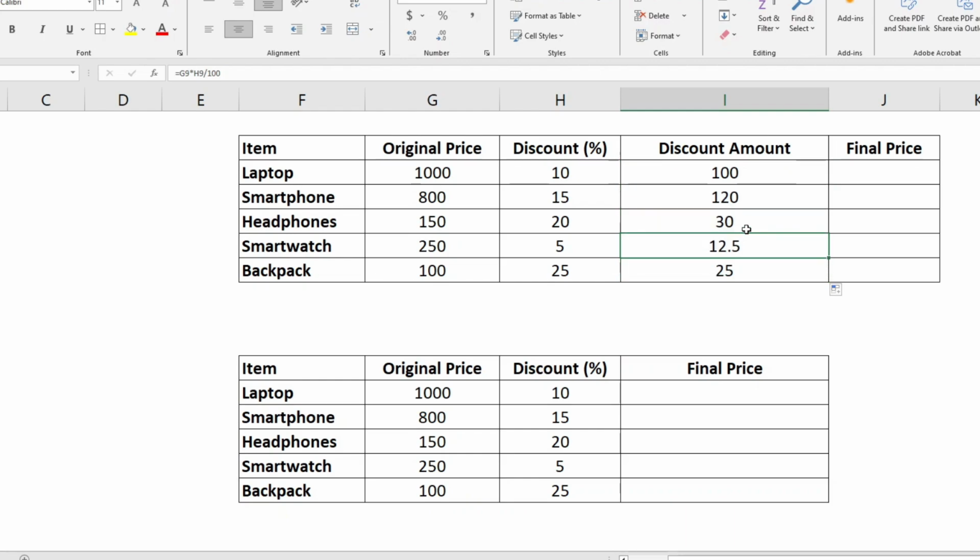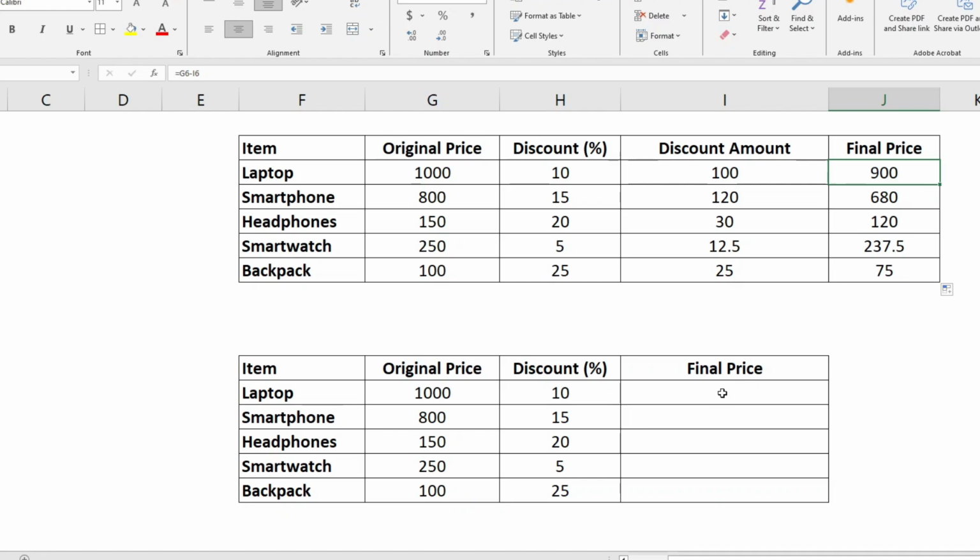Now that I have the discount amount, I can calculate the final price by saying equal to original price minus the discount amount, and that gives you the final price. Again, I will go ahead and drag this all the way down so that it calculates the final price for each of these items.